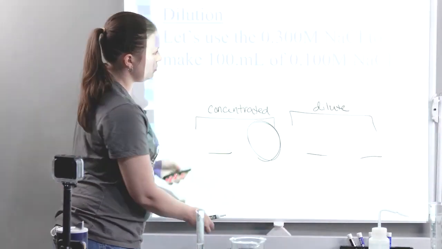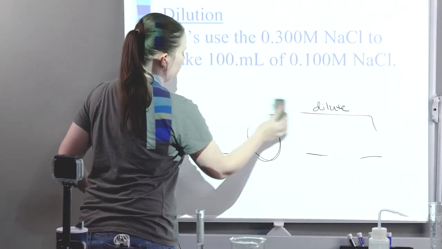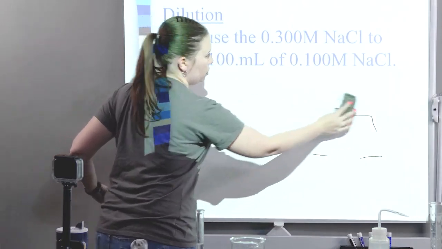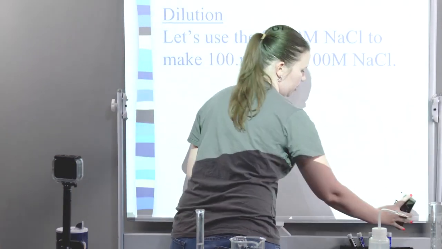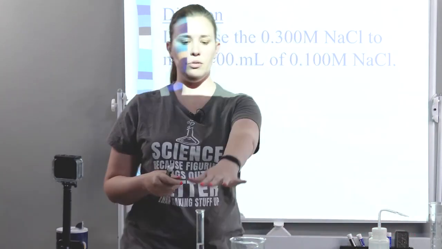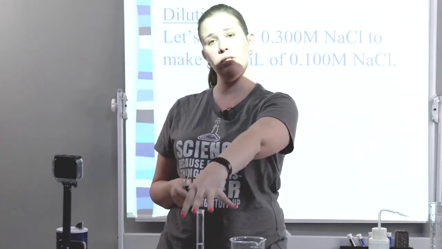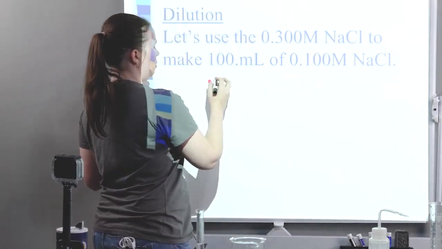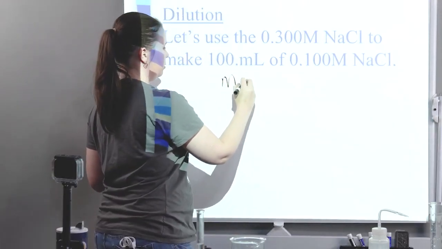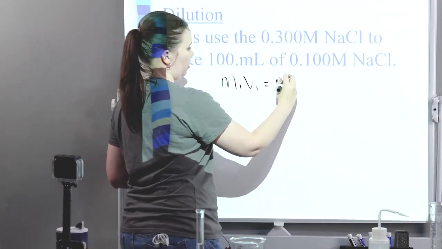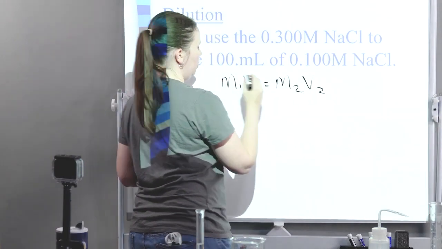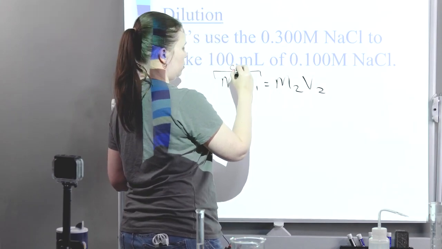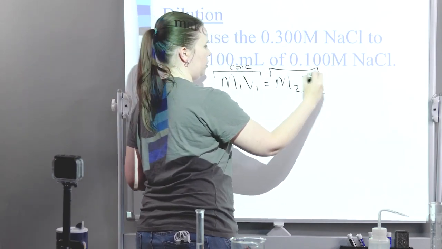So we're going to take the 0.3 molar sodium chloride. You may recognize that that's exactly what we just made here. So when it comes time to doing the solution, I'm literally going to dilute the same solution that we just made. So I'm going to take my M1V1 equals M2V2, again, letting this part be the concentrated and this part be dilute.